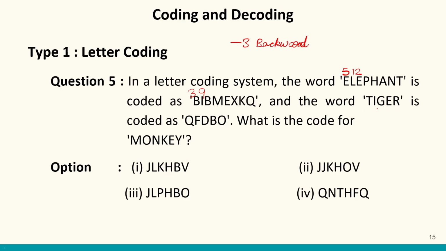Let us randomly check for tiger also. Let's say G is coded as how much? G is coded as 7 and we are coding it as D, which is 4. So here also I can see that we are moving 3 positions backward. So similarly, we have to do it for monkey as well.